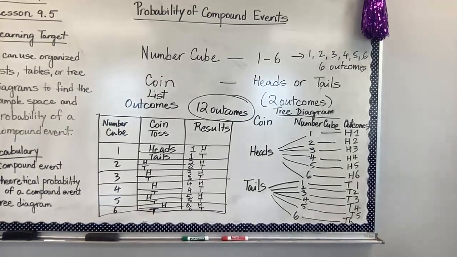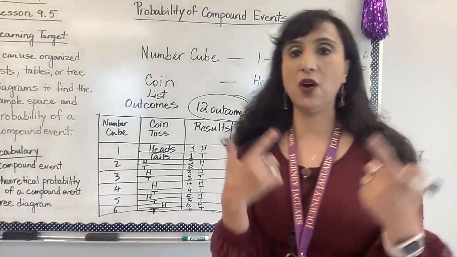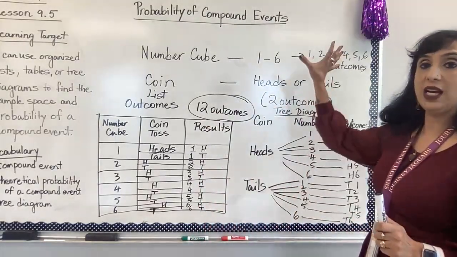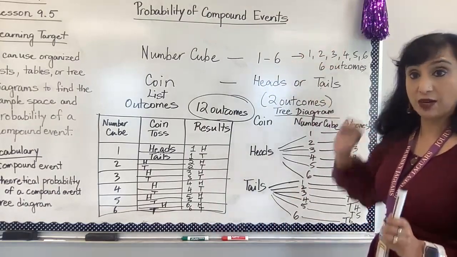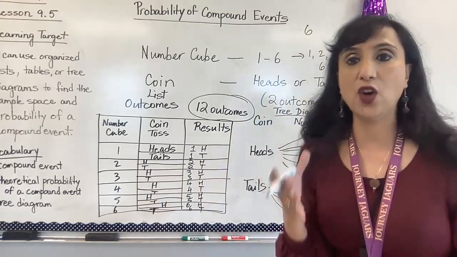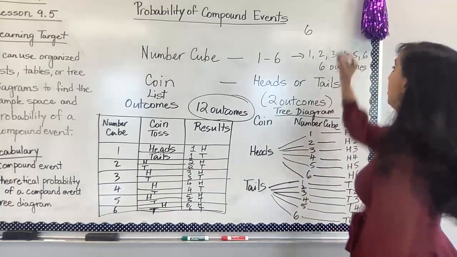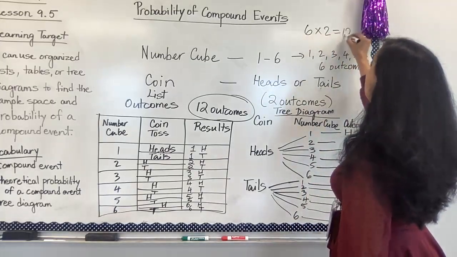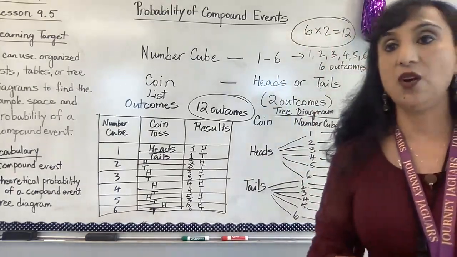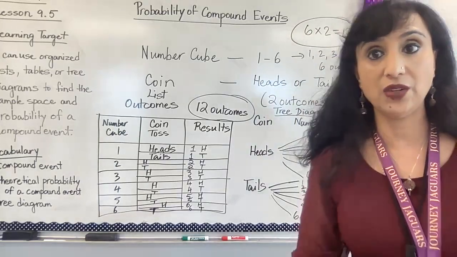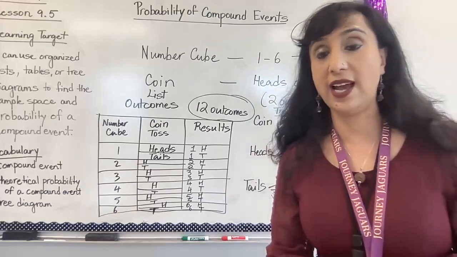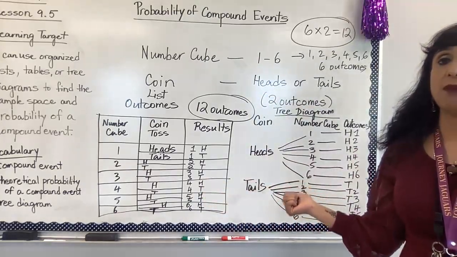All right, now here is a really good way for you to know how many outcomes there are. How many options are there for the number cube? I have 6 outcomes, so I'm going to take 6. How many options are there for the coin? Either heads or tails, so that's 2 outcomes. If I multiply those, what is 6 times 2? 12. Look, so this is a great way to check your work. Of course, you've got to know how to make the tree diagram and how to do the table. But just by looking at that, you should know that there should be 12 different options that are possible with this compound event.